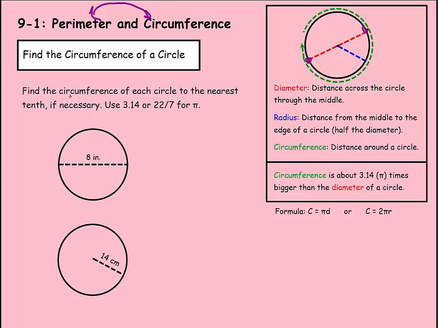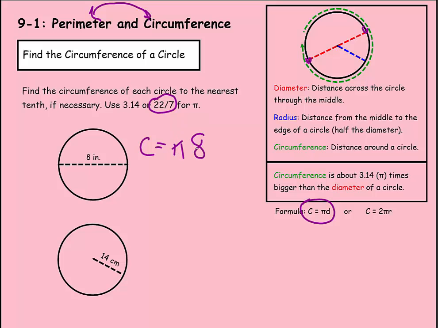Here it tells us to find the circumference of each circle to the nearest tenth if necessary. It says use 3.14 or 22 over 7 for pi. You can use this instead of 3.14. This is actually a little more precise. So we have a diameter here of 8 inches. So since it was diameter, I can use the pi times diameter formula. So circumference equals pi times 8.